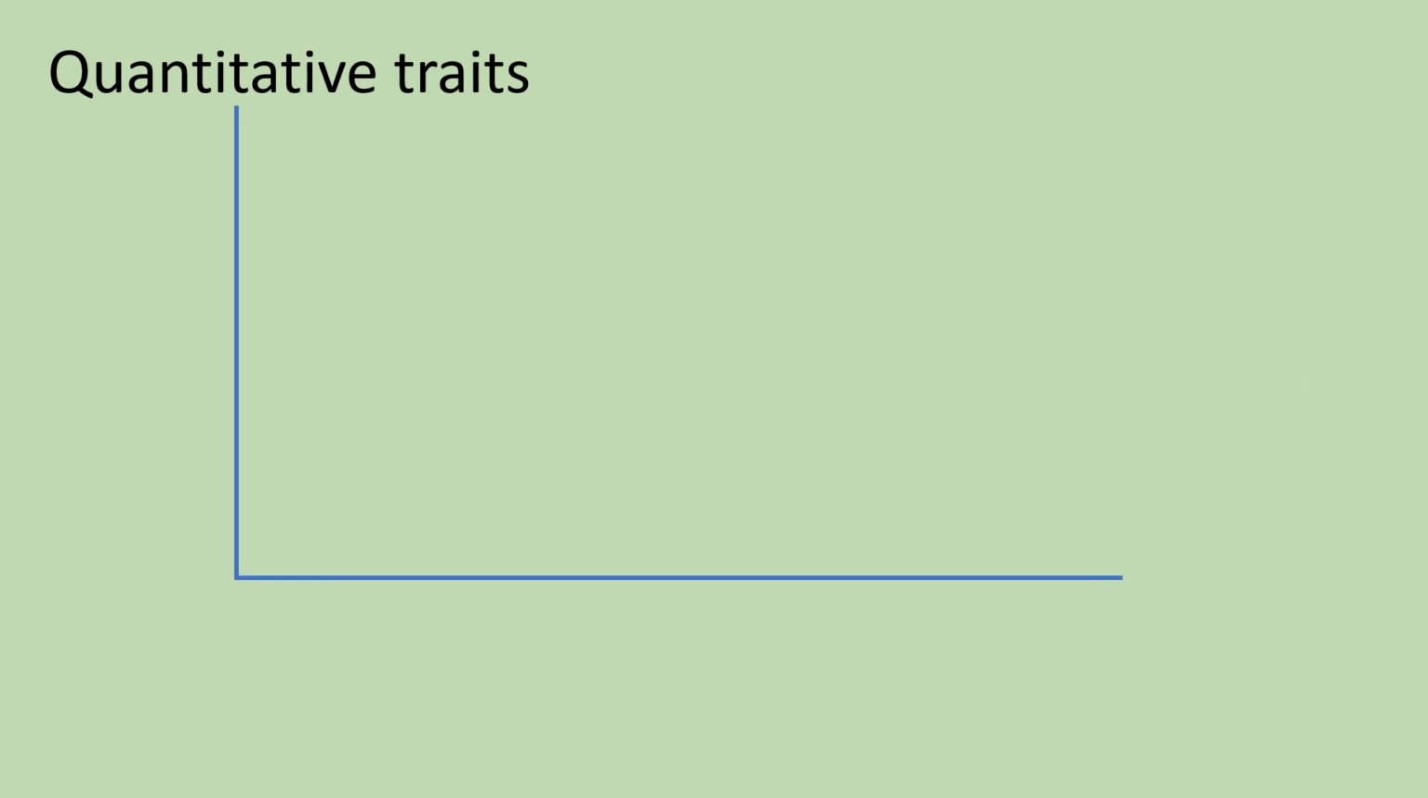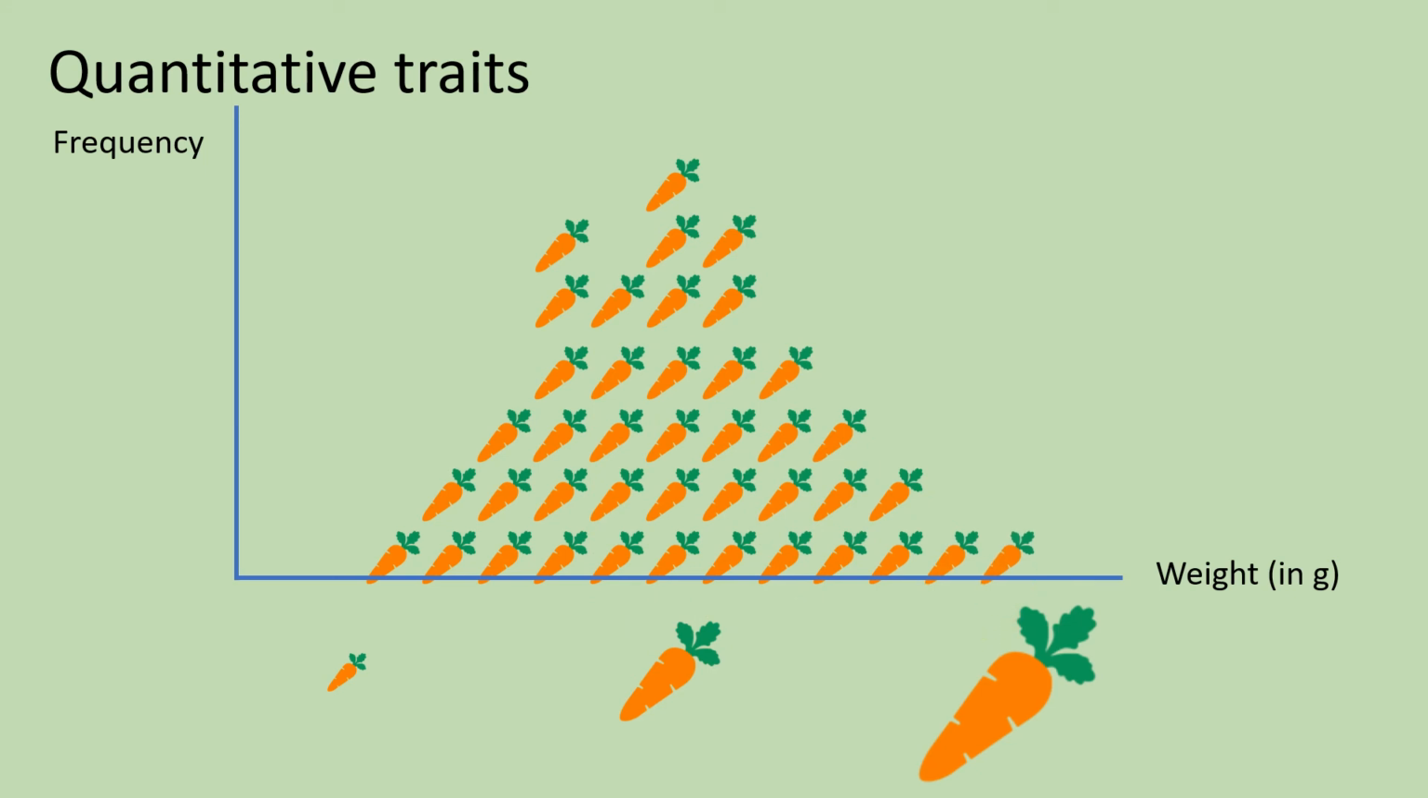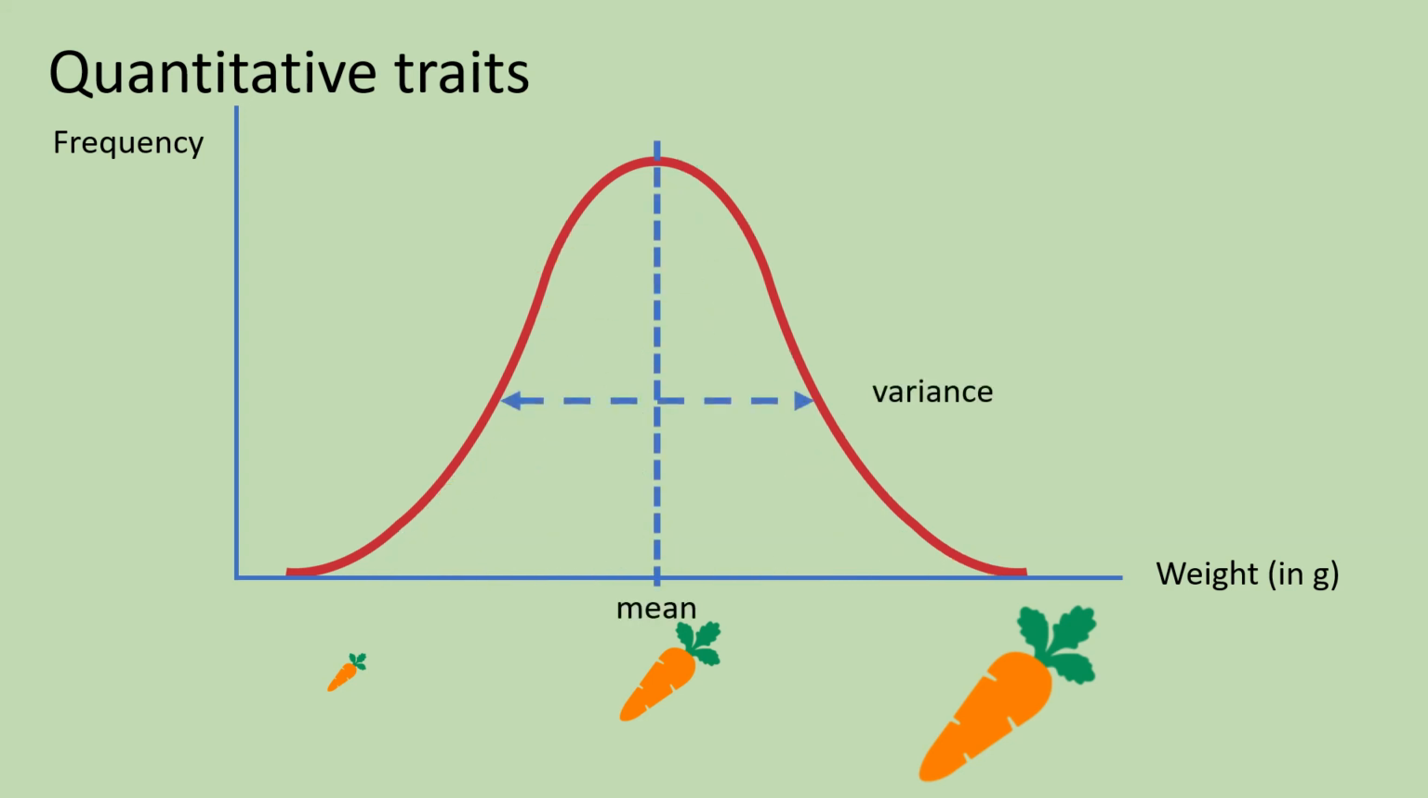We can represent quantitative trait distribution in a histogram, that is a bar plot in which the position of each bar corresponds to the trait value, here the weight of the carrot, and the height of the bar corresponds to the frequency of that value, namely the number of individuals in the population that have measured this exact value. The distribution of the vast majority of quantitative traits can be approximated by a bell-shaped curve, which is easily described with 2 parameters, the mean and the variance.